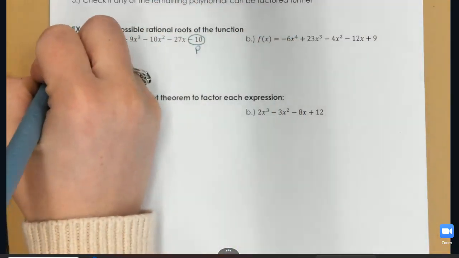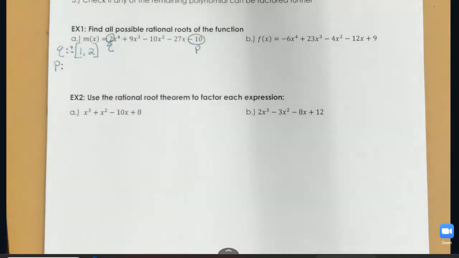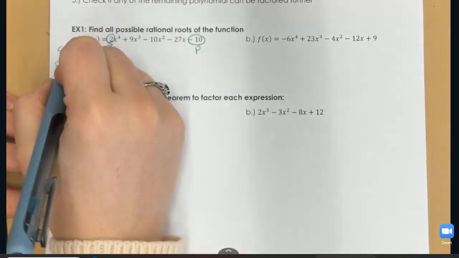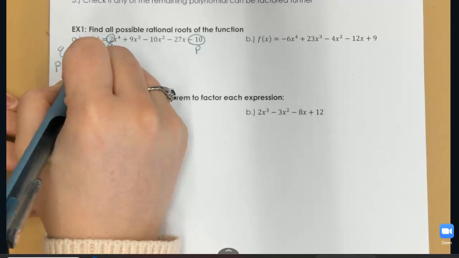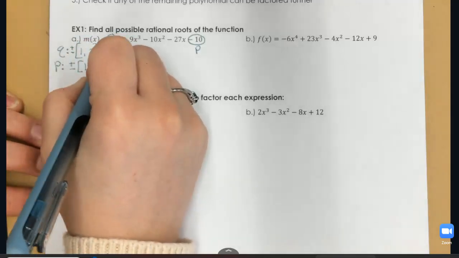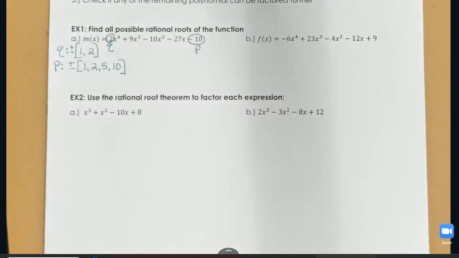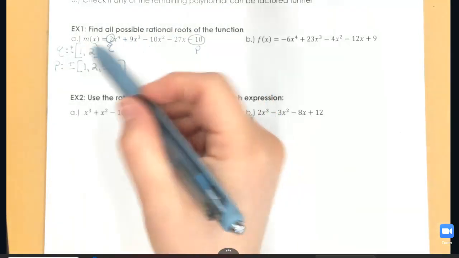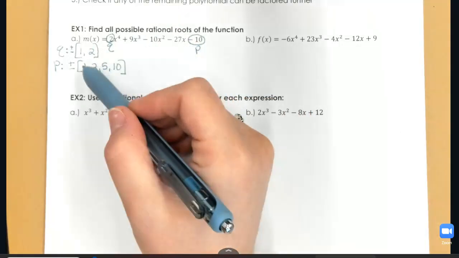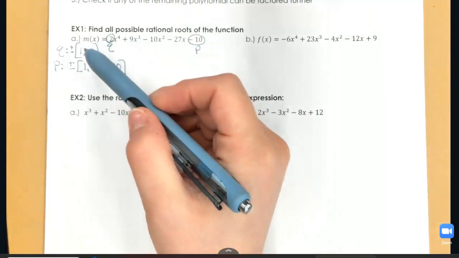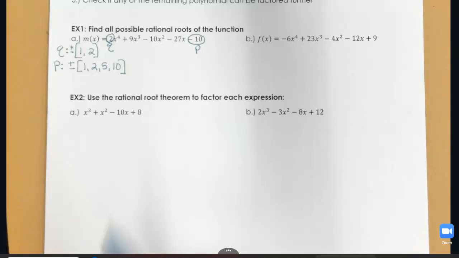Okay. Now, P is negative 10. So what are all of the factors of 10? Well, we have, again, we're going to do plus or minus for all of these. 1, 2, 5, and 10. So, again, 2 has the factors 1 and 2, 10 has the factors 1, 2, 5, and 10. That is how I get my factors of Q and P.